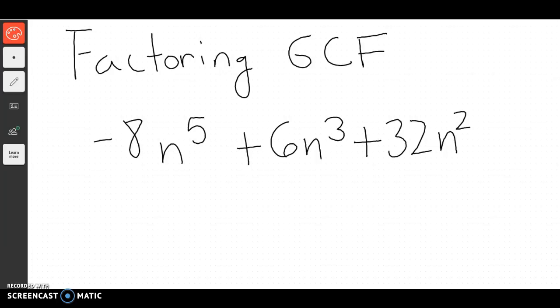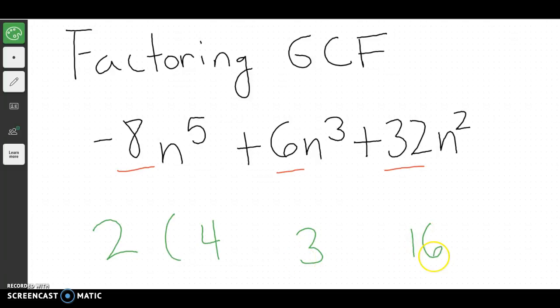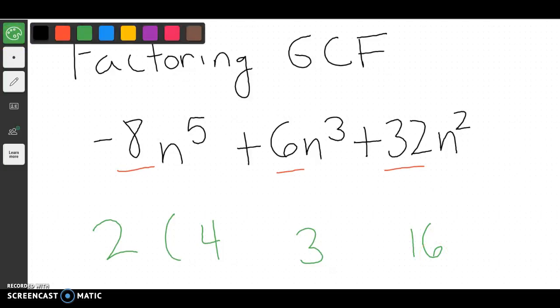So we want to see what number they multiplied everything by, and then what n they multiplied everything by. I can figure out the number pretty easily. The number that they multiplied everything by was 2, because I can see here that 2 times 4 gives me 8, and 2 times 3 gives me 6, and then 2 times 16 gives me 32. So I can see 2 is the number that they multiplied everything by.